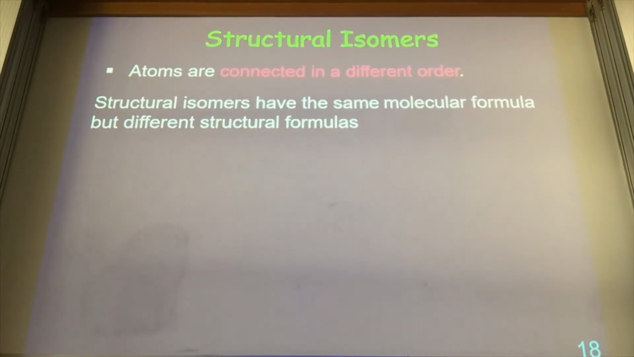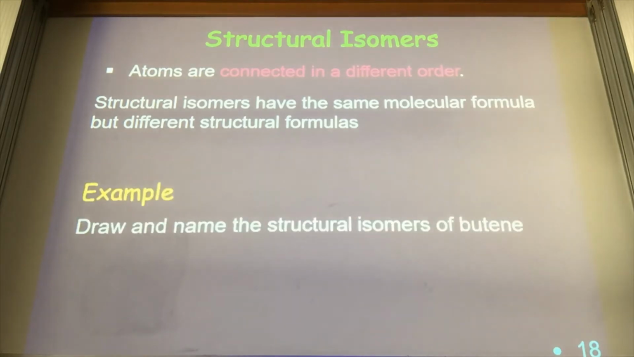So first of all, structural isomers. Atoms are connected in a different order. Same molecular formula, but different structural formula. So let's draw and name the structural isomers of butene. So what's butene? I'm sure you all remember but is 4 carbons. Ene means it has a carbon-to-carbon double bond. So C4H8. So we've got to link together 4 carbons, and the way we link together 4 carbons has to include a double bond in it.